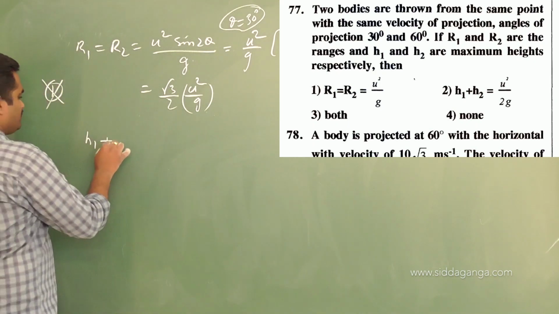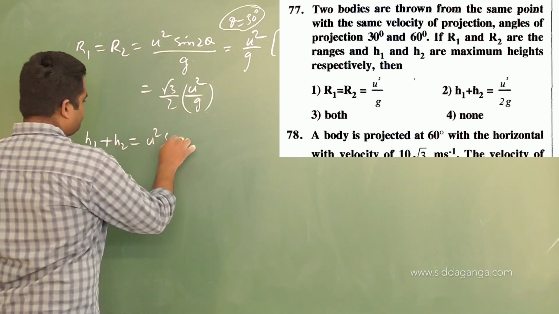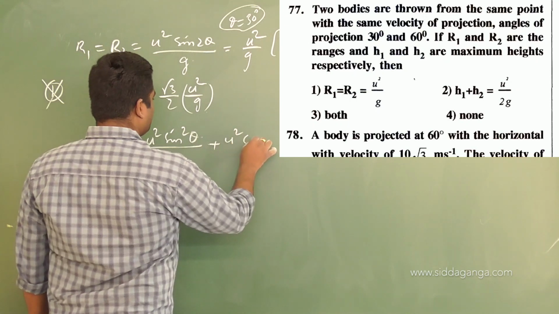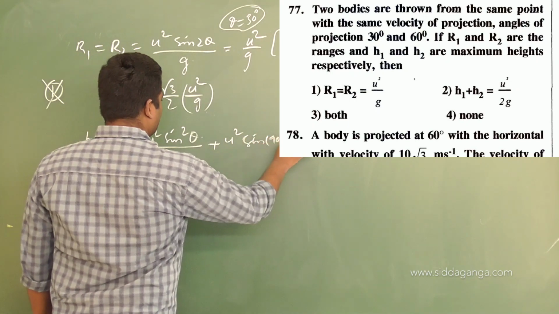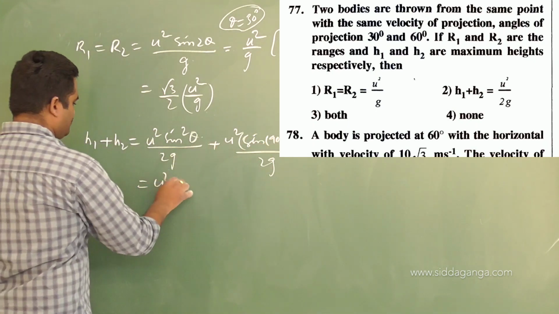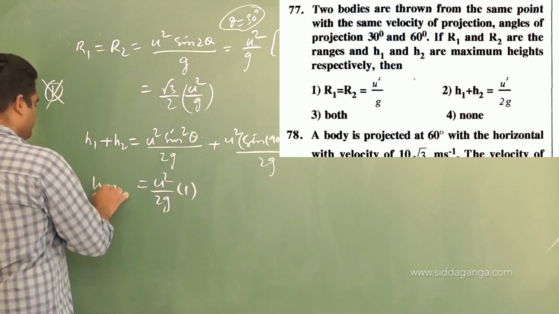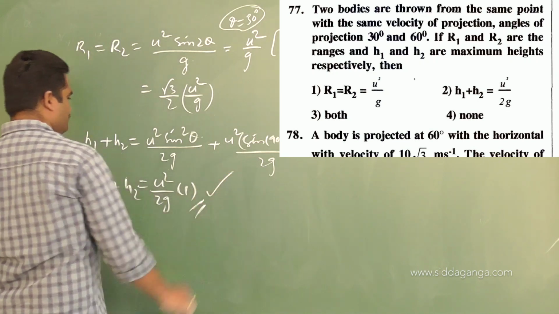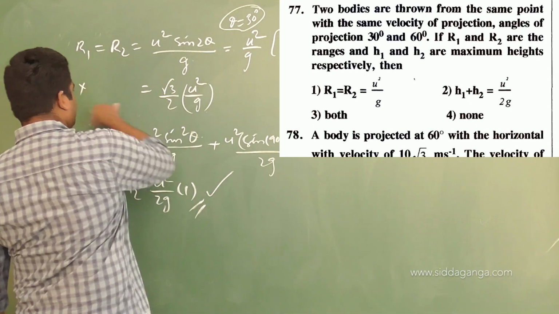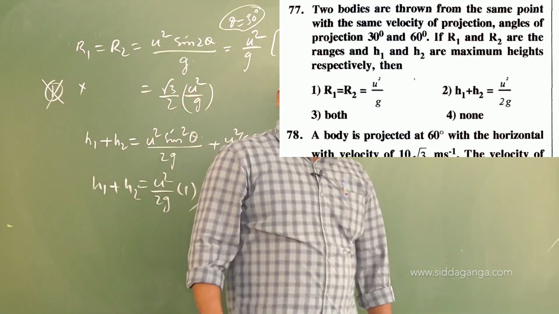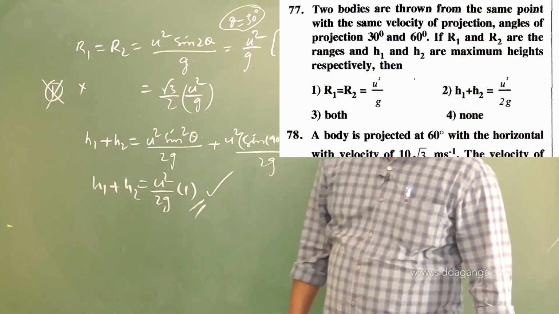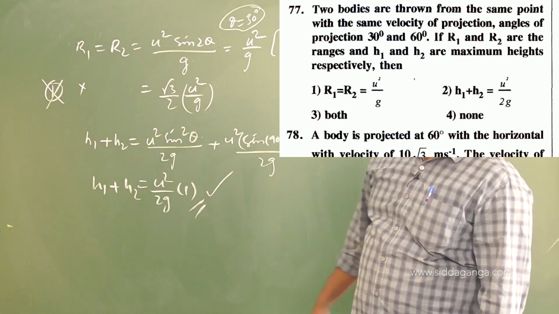Let me check there. H1 plus H2 equals U square sin square theta by 2G plus U square sin of 90 minus theta, whole square, divided by 2G. See, this is cos square theta. U square by 2G, if you take common, U square by 2G into 1 you will get. This option is correct. H1 plus H2 equals U square by 2G. So that's why the second option is correct here, but the first is not correct. Why? Because they are saying that R1 and R2 equal U square by G, that is wrong. R1 and R2 is U square by G when? No, for this problem it is not possible, just have an idea.